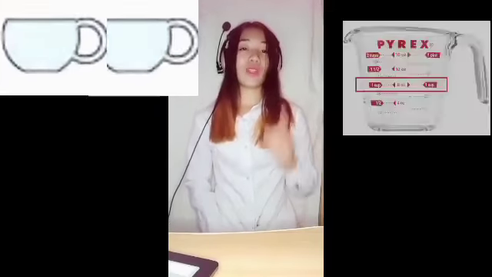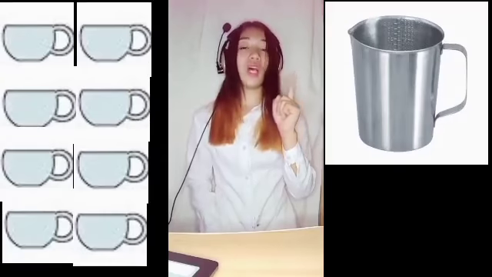Wet ingredients. 1 cup is equal to 8 fluid ounces. 2 cups is equal to 16 fluid ounces. 4 cups is equal to 32 fluid ounces. 8 cups is equal to 64 fluid ounces. So, dash. What is a dash? A dash is 2 or 3 drops of liquid or less than 1/8 teaspoon.